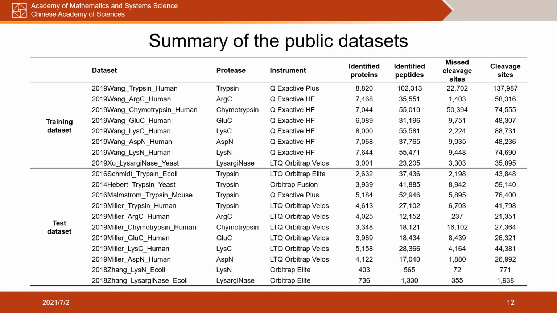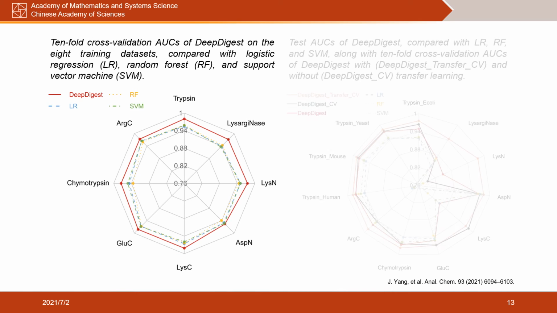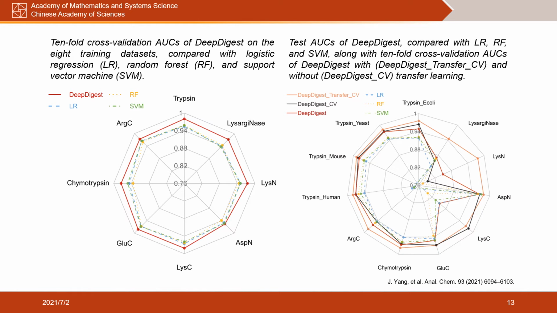19 public large-scale datasets covering 8 typical proteases are used. The tenfold cross-validation and test AUCs demonstrate that DeepDigest has a superior generalization ability for different proteases. Subsequently, transfer learning is employed to help our model adapt to the experiment conditions, and the performance of DeepDigest has been much improved, especially for the 3 proteases.